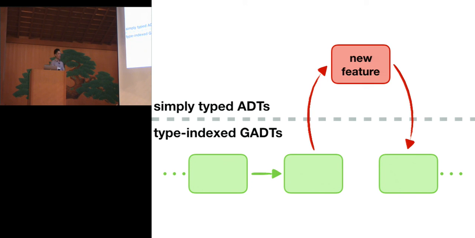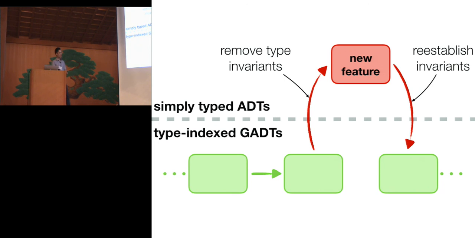But the question now is, have we really just shifted our burden elsewhere? When we move from our type indexed GADTs to simply typed ADTs, what we're really doing is mostly throwing away all of these type level invariants. Because our type checker has less information to warn us if we've potentially made a mistake, this might be a little bit error prone. On the other hand, when we're moving back to our type indexed GADTs, we need to somehow re-establish all of these type level invariants that were encoded in our GADTs. And this can be a little bit tricky, a little bit difficult sometimes.